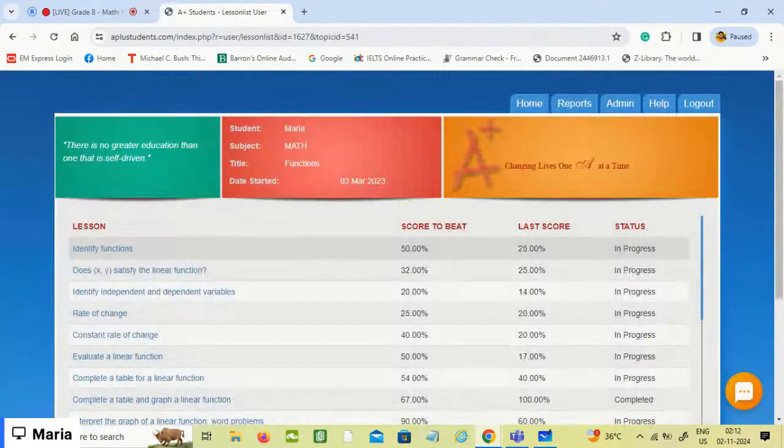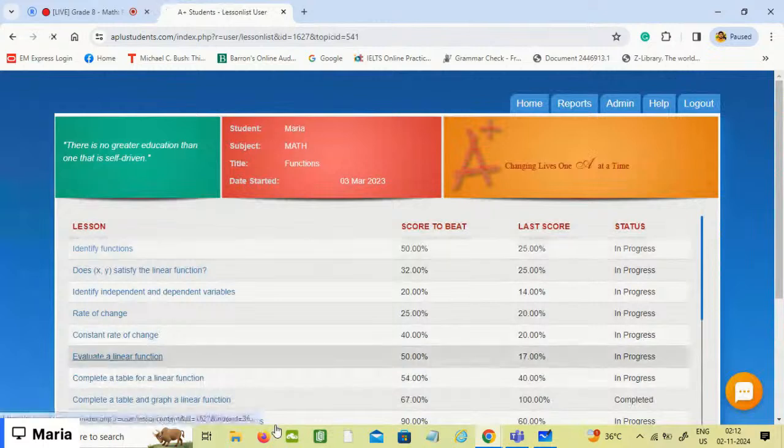The next lesson is complete a table for a linear. No, that is evaluate a linear function. Let's just start with the lesson.